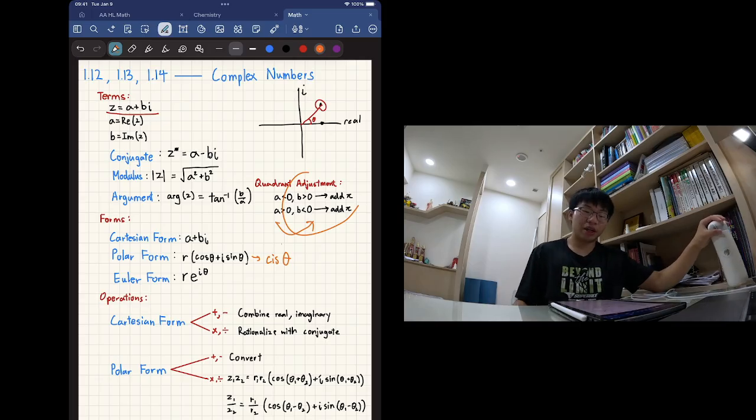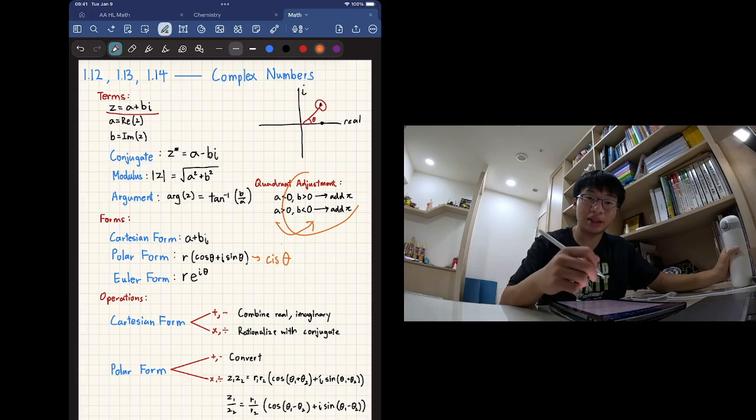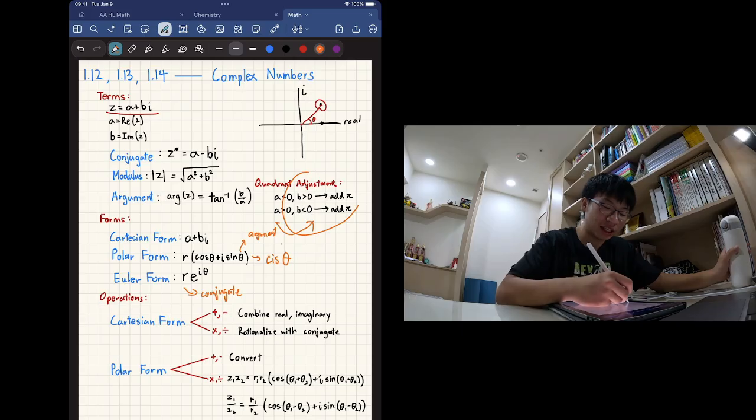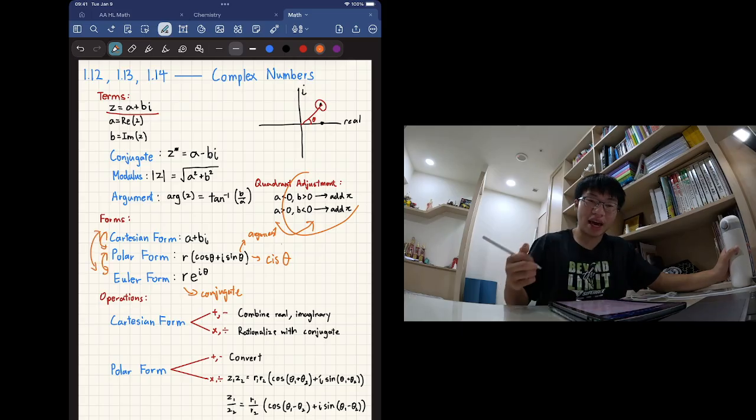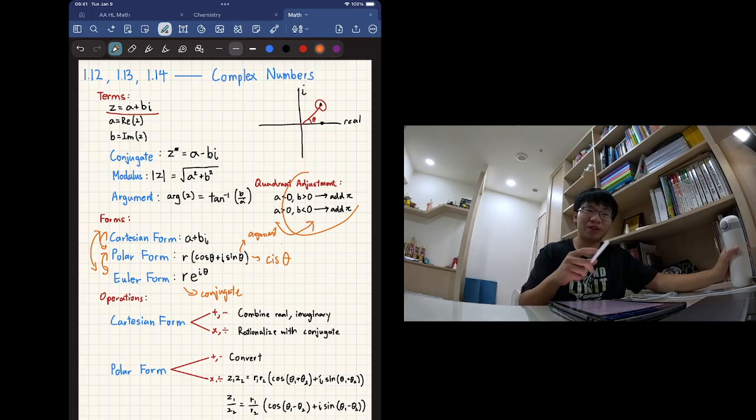The argument is going to be the theta in this situation, the angle you're trying to find, and the r here is going to be the modulus. You want to be very familiar with exchanging between all of these. Remember that not only do you need to know how to go from Cartesian form to Euler form, you also need to know how to go back from Euler form to polar form or polar form to Cartesian form. So be very familiar with the rules of this changing.